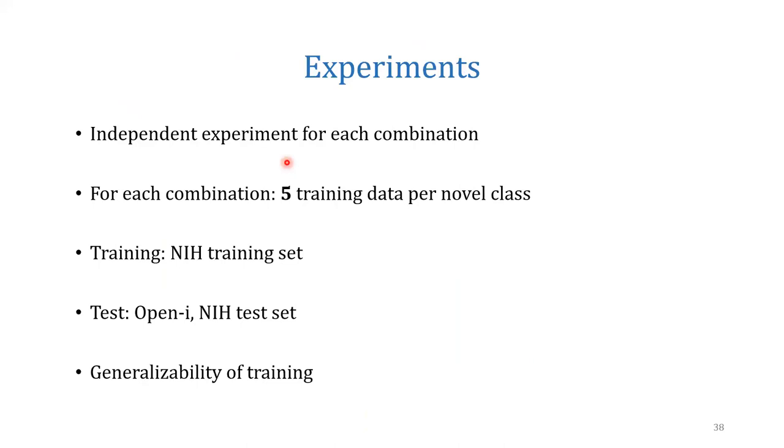When we consider a particular combination, we have 5 training data per novel class, as I said. We train our model using the NIH training set, and we test on the OpenI dataset as well as the NIH test set. We deliberately don't use the OpenI dataset during training in order to see the generalizability of the training across different datasets.